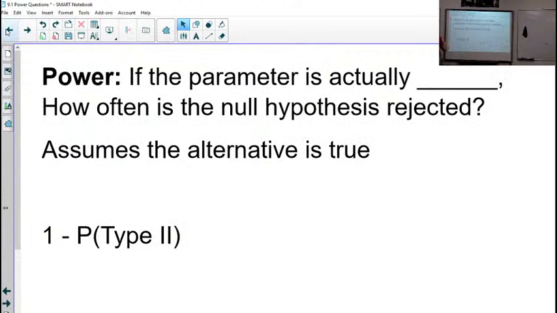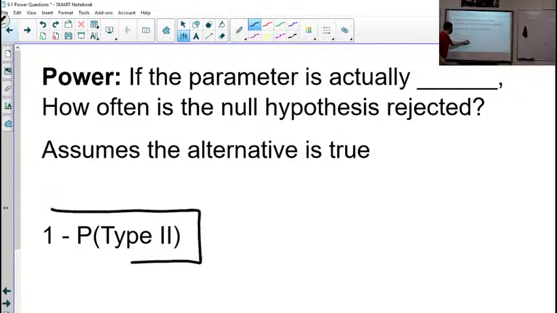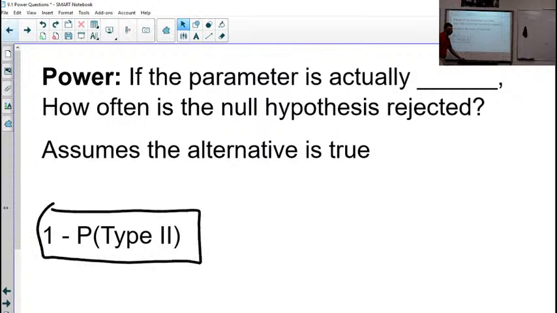So that's why I said back at this slide that power is 1 minus the probability of a type 2 error. So another way to think about power and how it's going to affect power is, what is it going to do to a type 2 error? Because whatever it does to a type 2 error, it's going to do the opposite to power.